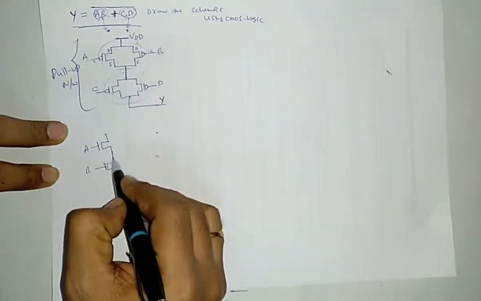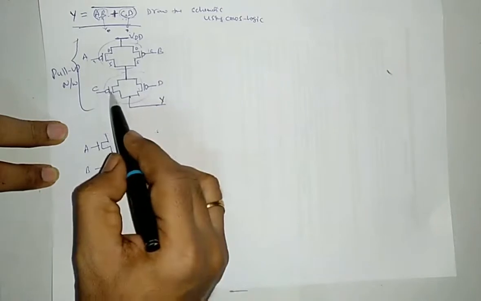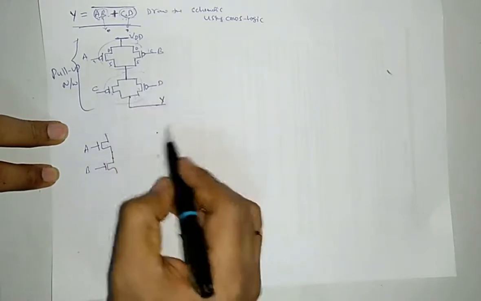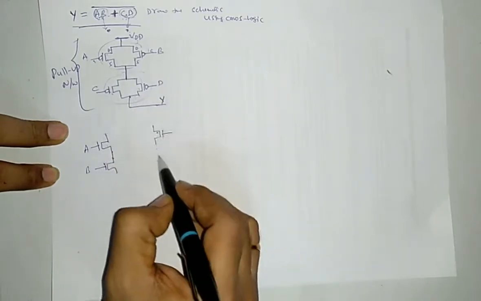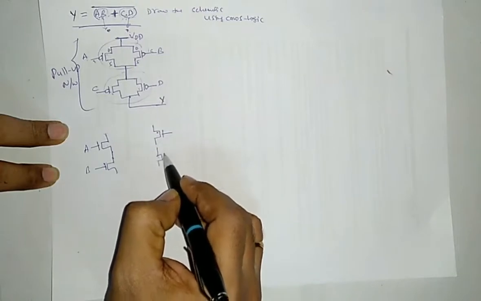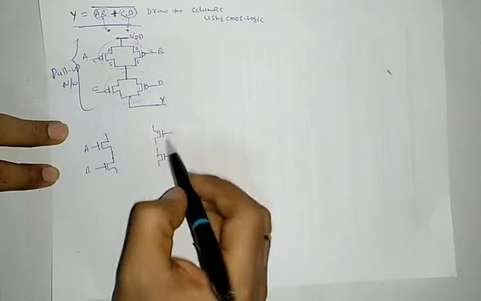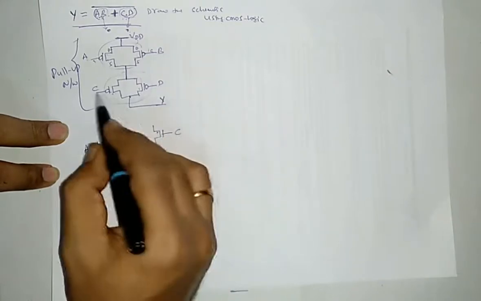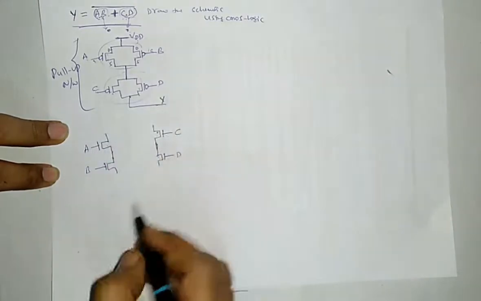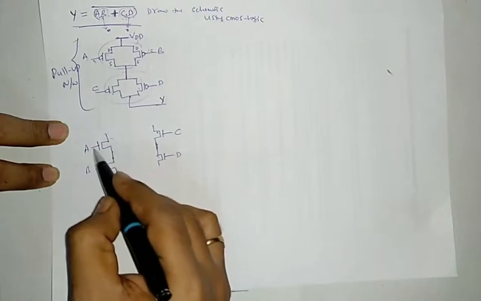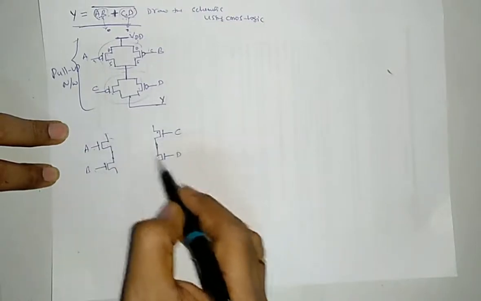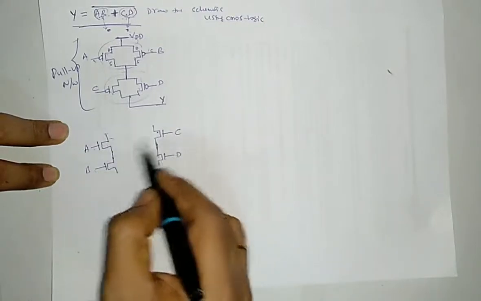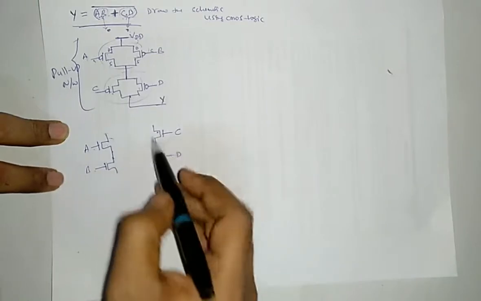Here series connection. For this combination, if you come to NMOS, two NMOS transistors should be in series. Here parallel, and series connection. Here inputs are C, another input is D. So this generates product term A and B. This generates product term C and D. Why? Because these NMOS transistors are in series.